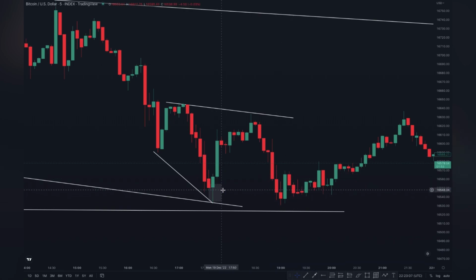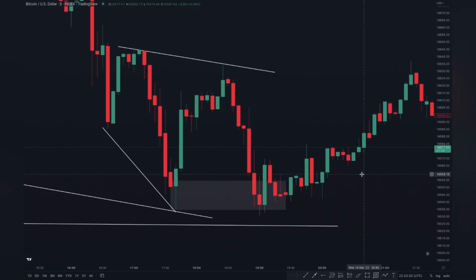But the market swept everyone. It swept everyone. Then it swept this low, immediately swept this low, and then closed above it. That is still not the entry for us. We have to wait. You understand?